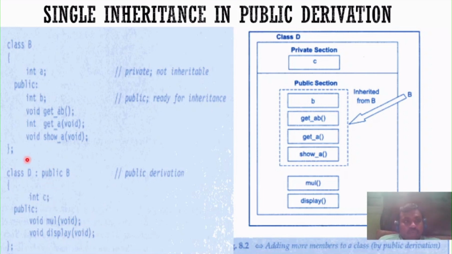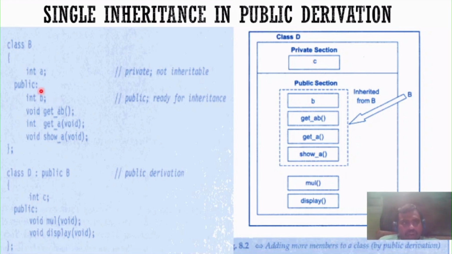Now, what happens when we derive the basic properties of the base class B to the derived class D in public derivation? So look at this particular picture on the right hand side. You will see that in class D we have one private section. We have C. This is a private data member of the class D, right?